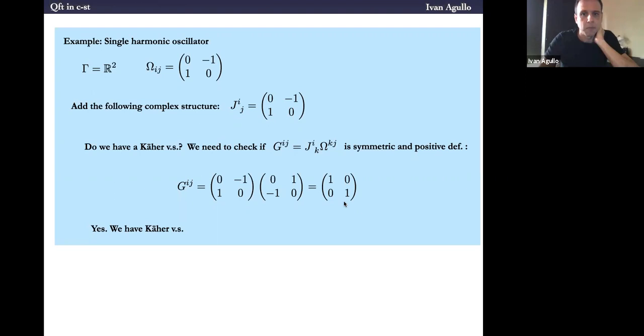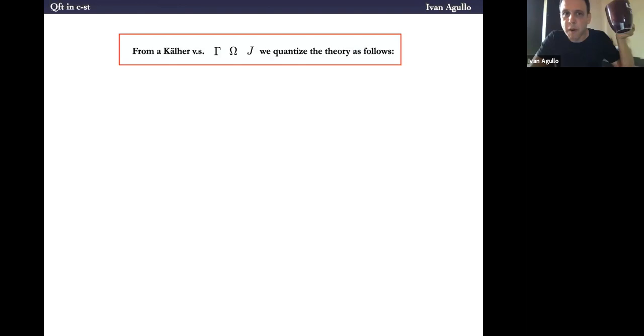Simple, isn't it? But now the key point. It happens that from a Kähler vector space, I can quantize the theory as follows. Let me tell you how to build a quantum theory out of these structures.